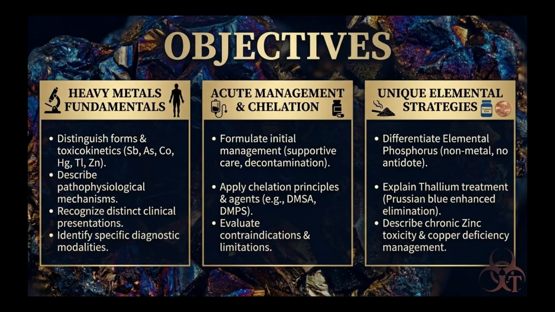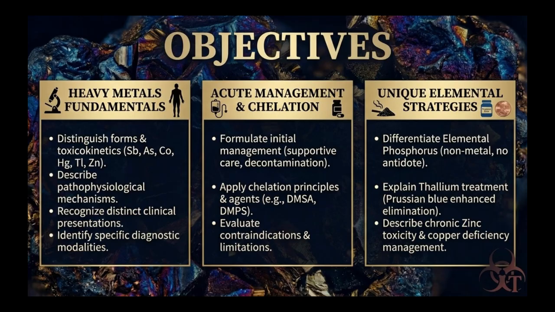Furthermore, you should be able to describe the key pathophysiological mechanisms by which antimony, arsenic, cobalt, mercury, thallium, and zinc exert their toxic effects at a cellular and systemic level, including their interactions with enzymes and essential ions. You should also be able to recognize the distinct clinical presentations and multisystemic manifestations characteristic of acute and chronic poisoning by each element, including life-threatening complications.